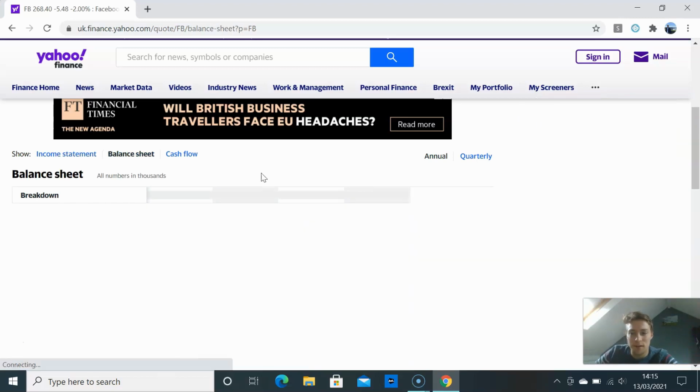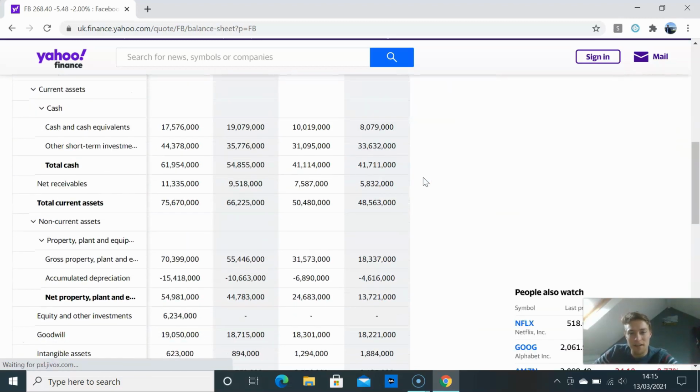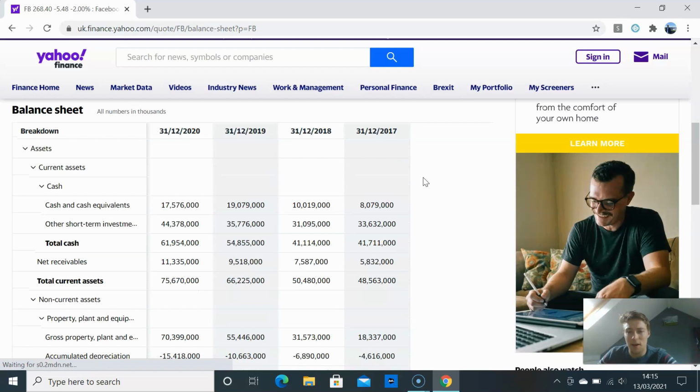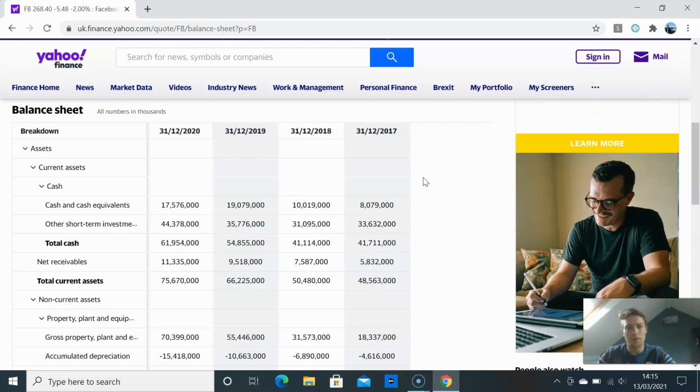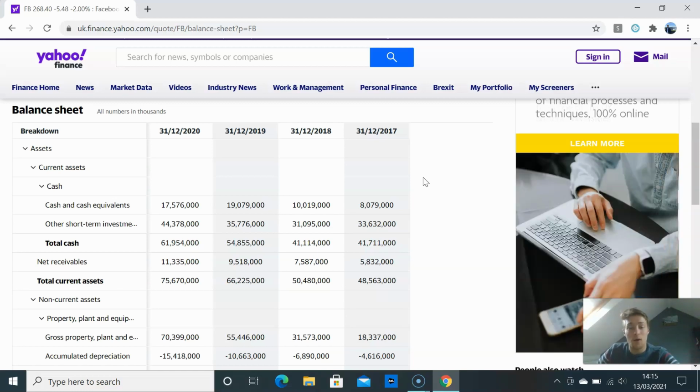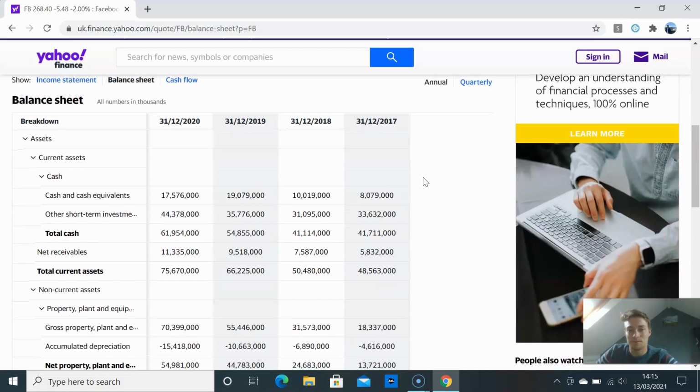Now let's move on to the balance sheet. What the balance sheet is effectively looking at is the company's health. It's looking at its assets minus its liabilities. So what is the overall value of the company and is it able to support what it already has? So has it got too much debt or has it got enough cash to cover its debt?